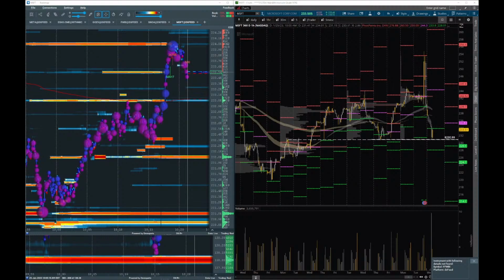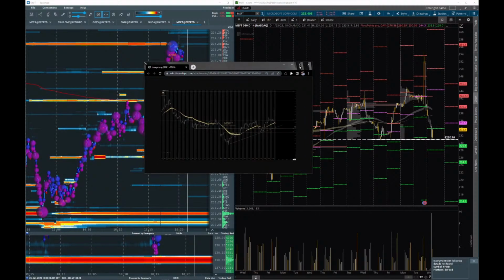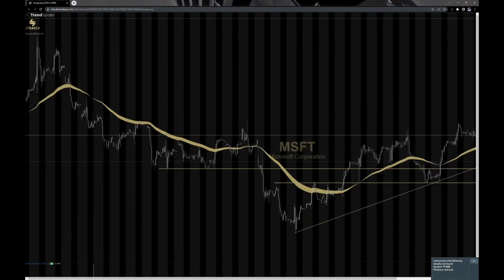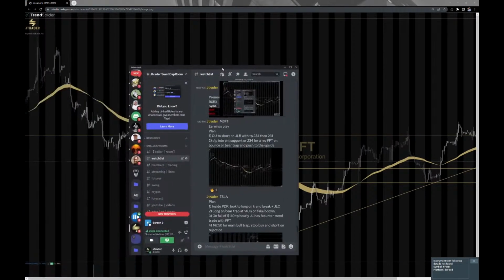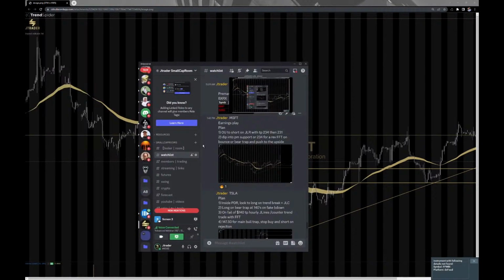Over here, I'm going to share the analysis that I did this morning. We can see this is 7:42, Microsoft earnings play. I explained I'm looking to play an over-under, so essentially a failure to the short side, shorting with targets of 234 and then 231. Remember, at 7:42 a.m., a dip into the pre-market support at 234 is for a reversal to the upside.